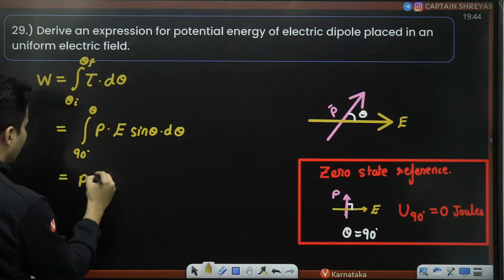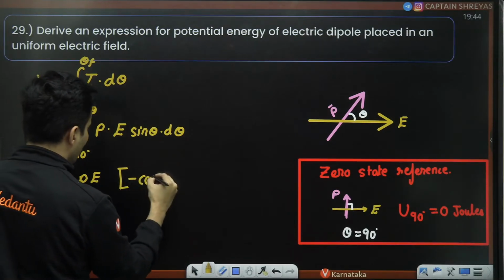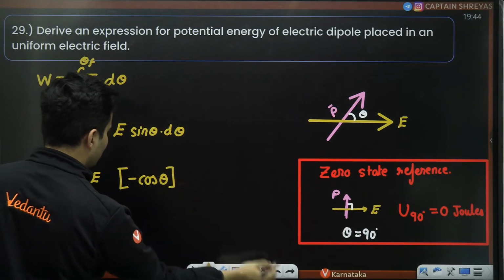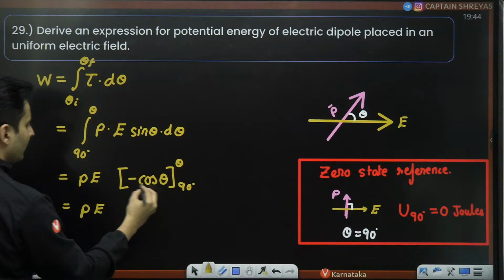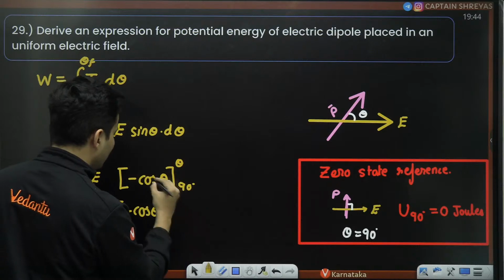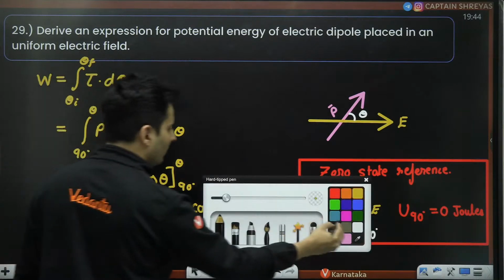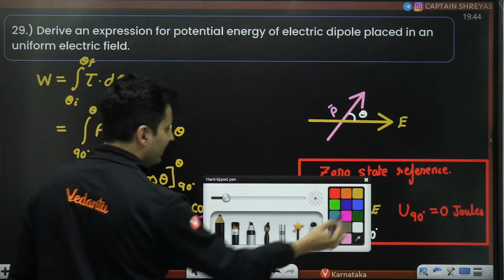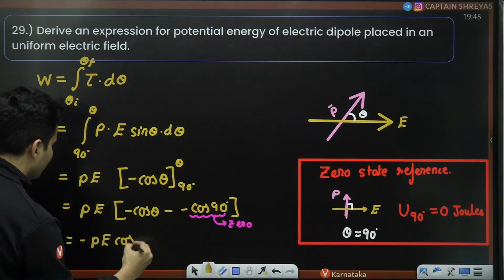So P is a constant, electrical field is a constant. So integration of sine theta is minus cos theta, from 90 degrees to theta degrees. So this will be PE, first put theta, so it will be minus cos theta, minus, then put 90, so minus cos of 90 degrees. What is cos of 90, my dear students? Cos of 90 is basically going to be 0. So anything minus 0, forget it. So this will be minus PE cos theta.